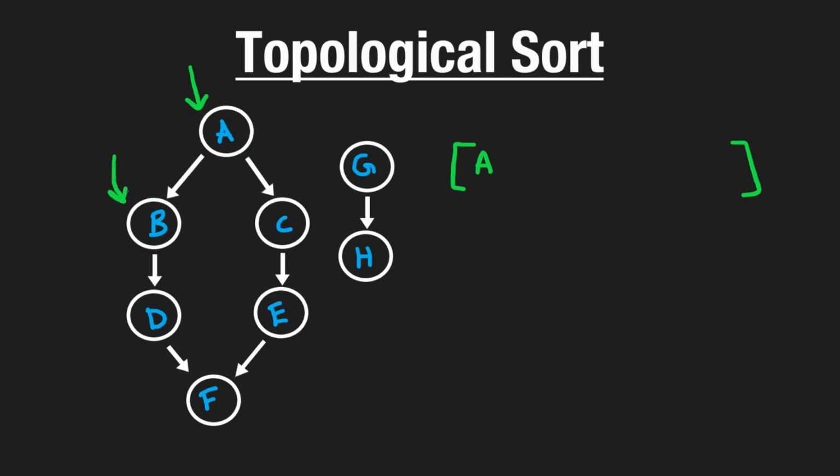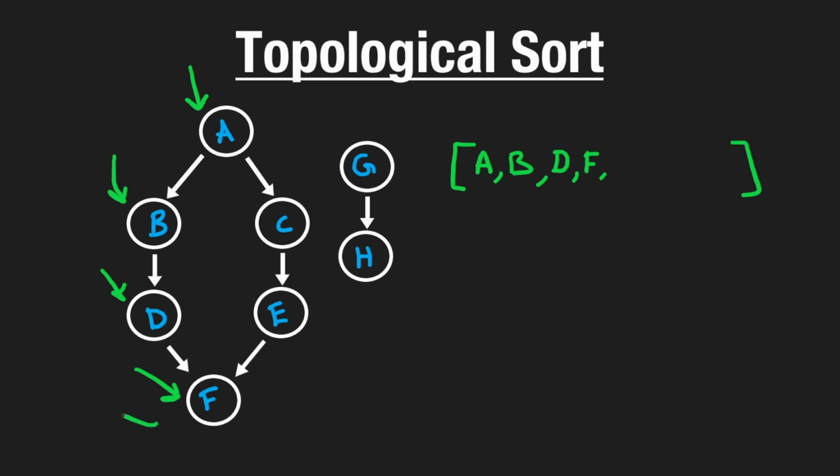Recursively, now let's run DFS on B. So let's add B to the result. Let's go down B's neighbor. It just has a single one, D, add D to the result. D just has a single neighbor, add F to the result. And F does not have any neighbors, so we can't do anything anymore.